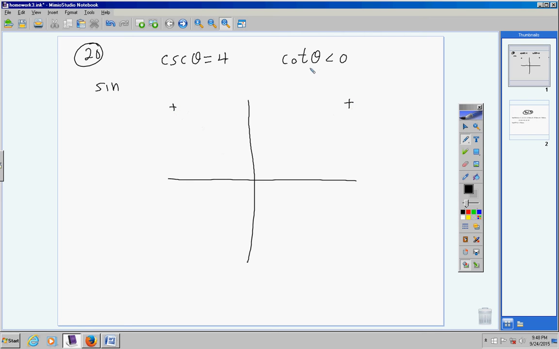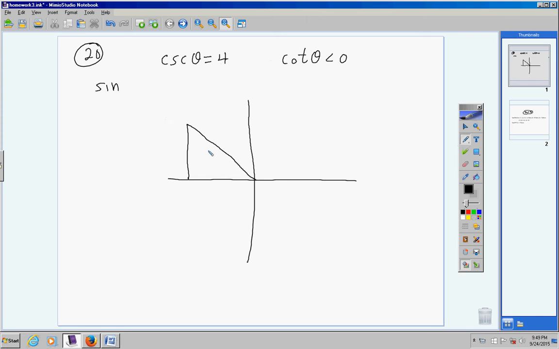Cotangent is the inverse of tangent. Which one of these two quadrants has tangent negative? Well, not here, tangent's positive. Over here, tangent's negative. The signs go like that. So we are going to be in this quadrant here. Students, hopefully you see how I found what quadrant we're in. By this information here, I know what quadrant I'm in.